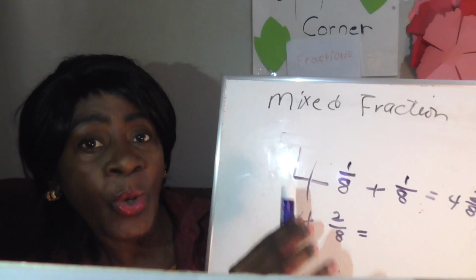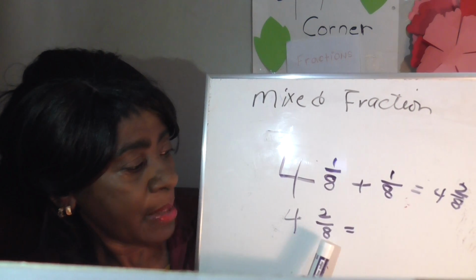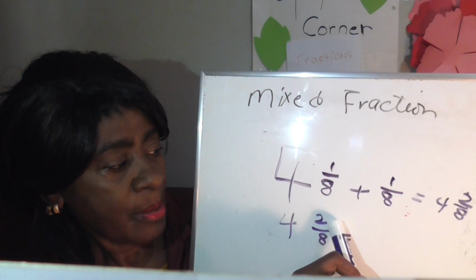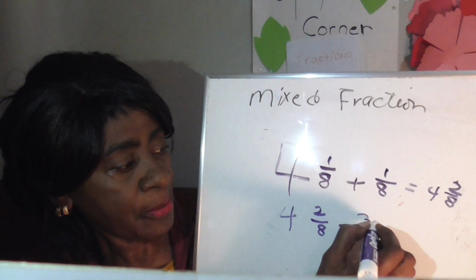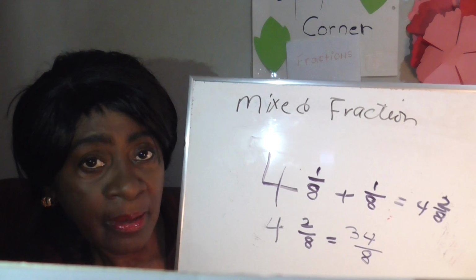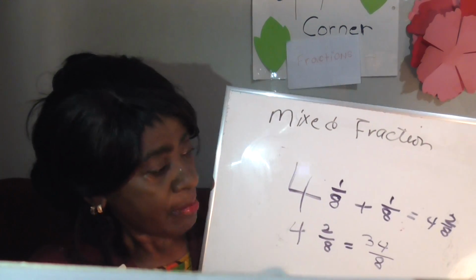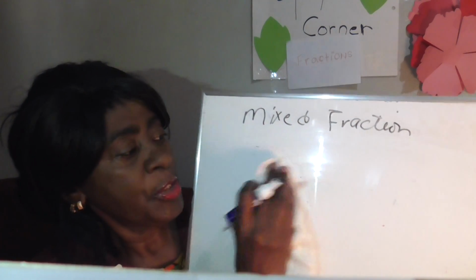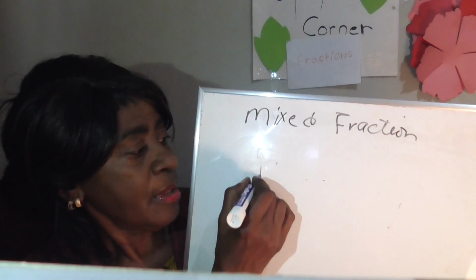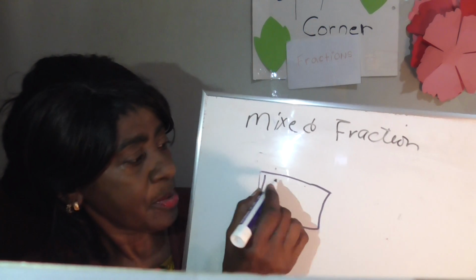We're going to make it so that it's all fraction. All fraction is an improper fraction. 4 times the denominator 8 is 32 plus the numerator 2. So that will give you 34 over 8. 34 over 8 is the improper fraction. Alright, let's make sense of it with an illustration. We'll use the previous illustration we had of the squares.